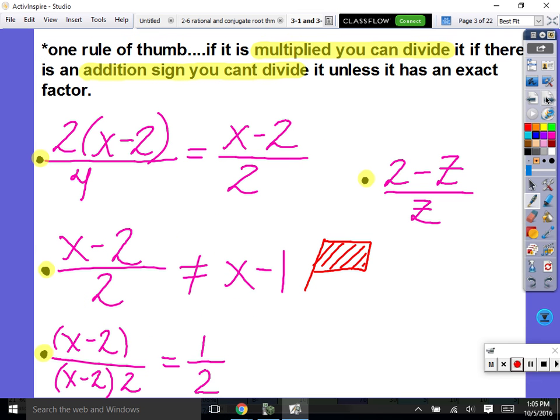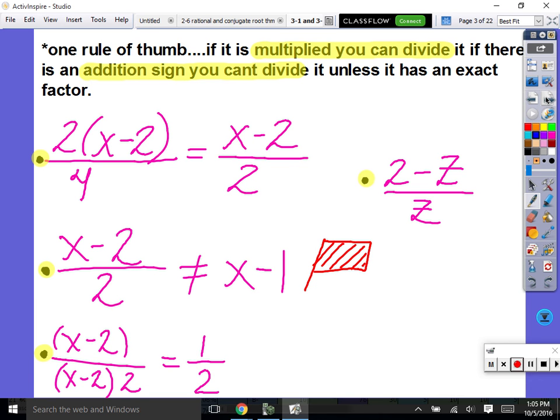Okay. So now here's one rule of thumb. I always see students, if I don't give this rule of thumb, they mess up and they do some forbidden rules. So one rule of thumb, if it's being multiplied, you can divide it out. If it has an addition sign or a subtraction sign, you can't divide it unless it's an exact factor.